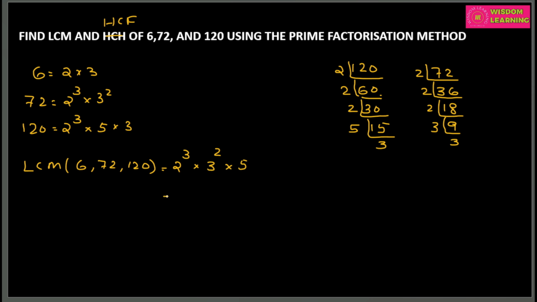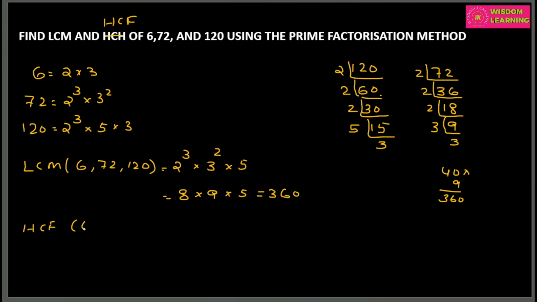That is equal to 2 raised to 3, which is 8. 8 times 3 square, which is 9, into 5. 8 5s are 40. 40 into 9 is equal to 360. That is the LCM. Then what is HCF?